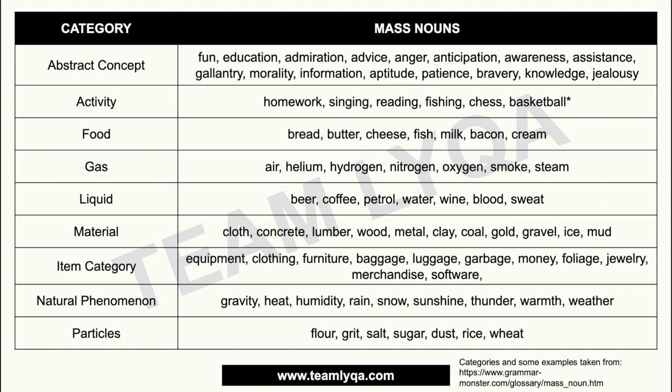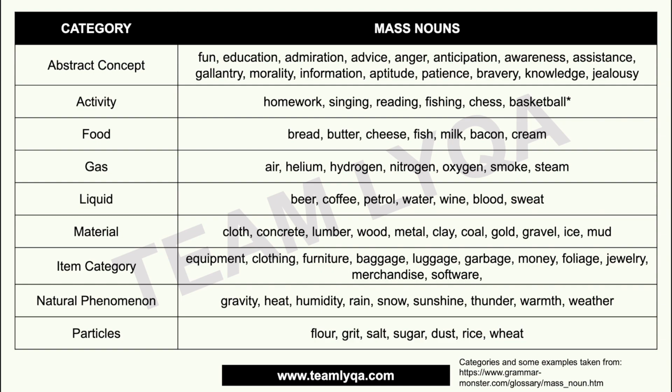Hindi naman binibilang yan. Yung meron din tayo sa item categories. These are really important to note kasi dito madalas magkamali ibang tao. People sometimes use the word equipments. Diba? Clothings, furnitures, baggages, luggages, garbages, no? Mali po yun. Pati ang money, hindi rin siya countable.